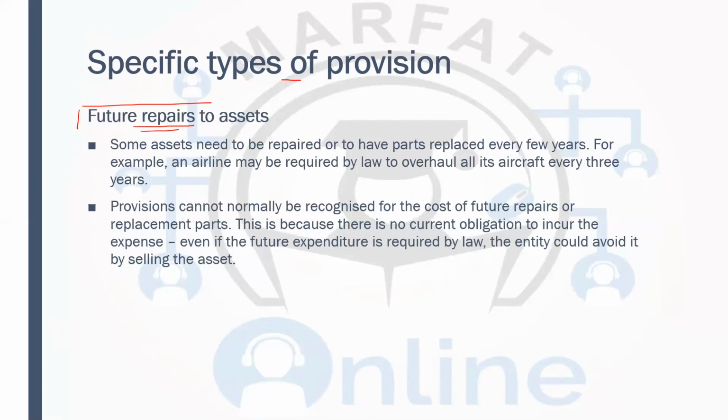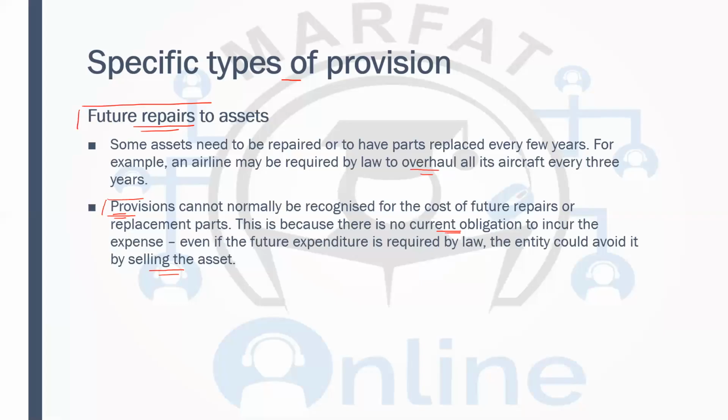Similarly, when you have an asset and some repair may be required in the future, such as in case of overhauling, planes are required to go for major inspection every few years. Again, there is no current obligation because you can avoid this obligation by selling your asset to someone. What if I have an asset and I have to overhaul it, I have to do the major inspection after every 2 or 3 years, but what if I sell it even within a year? So that means provisions cannot be recognized for future repairs to the asset because an entity can avoid this obligation by simply selling their asset to someone.